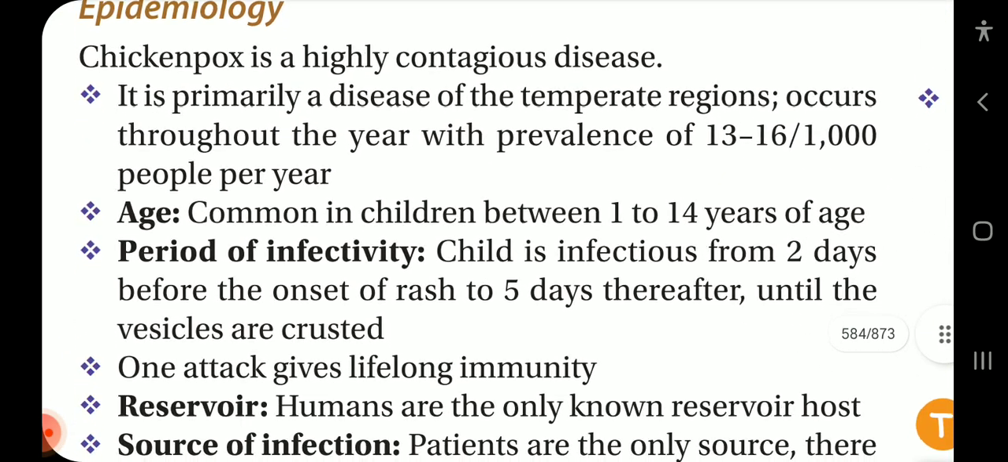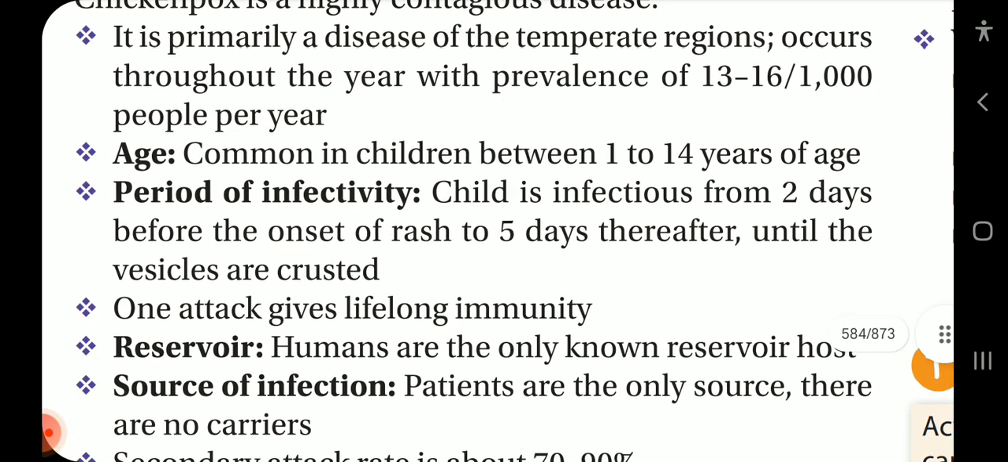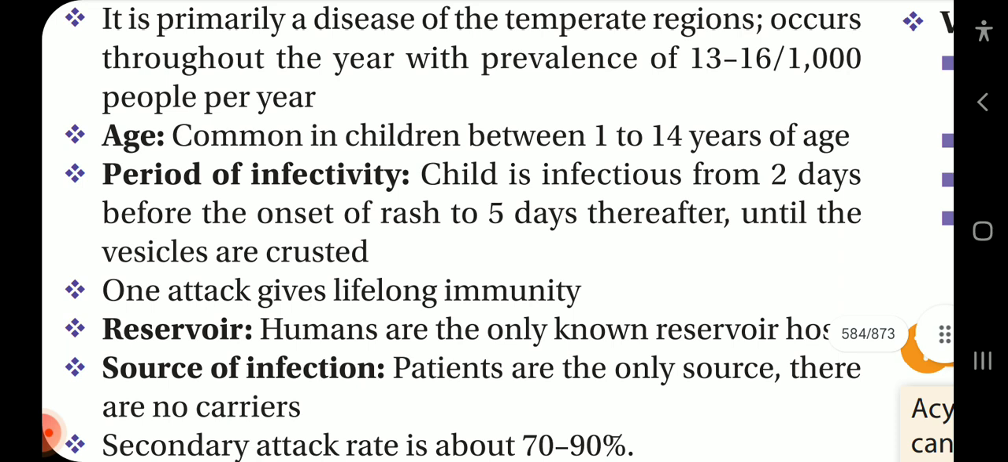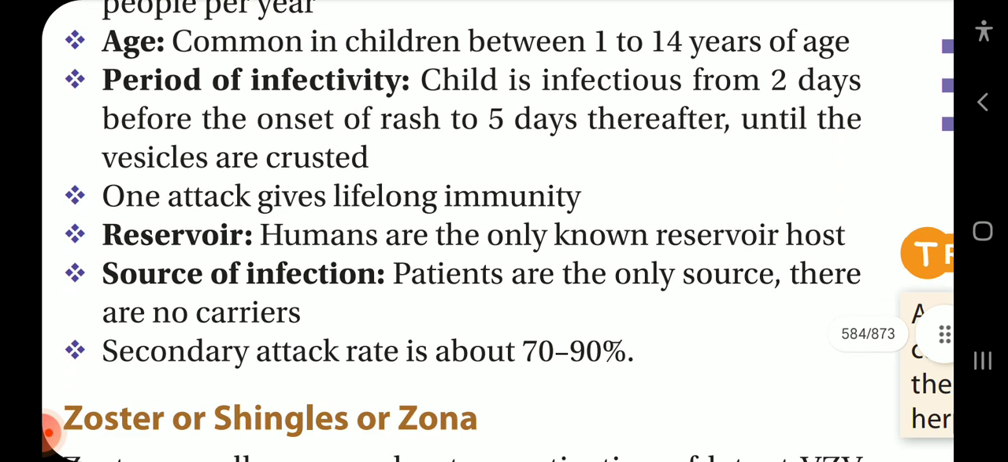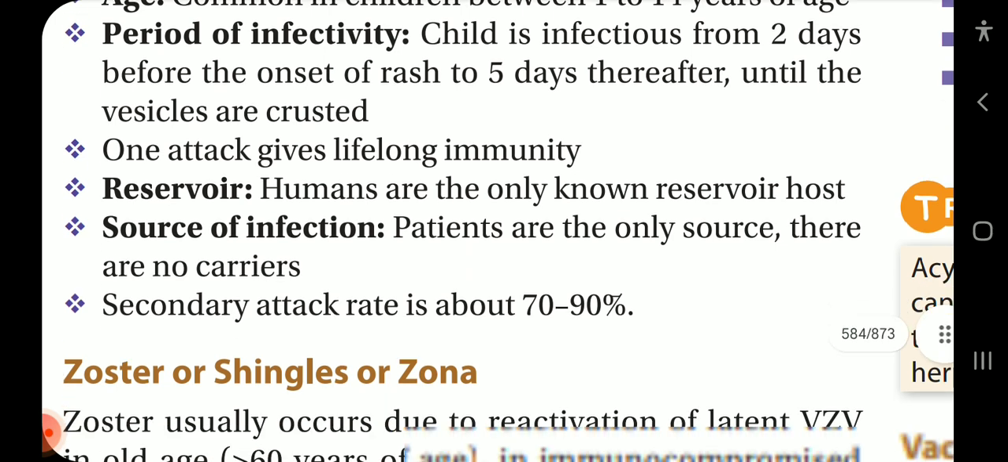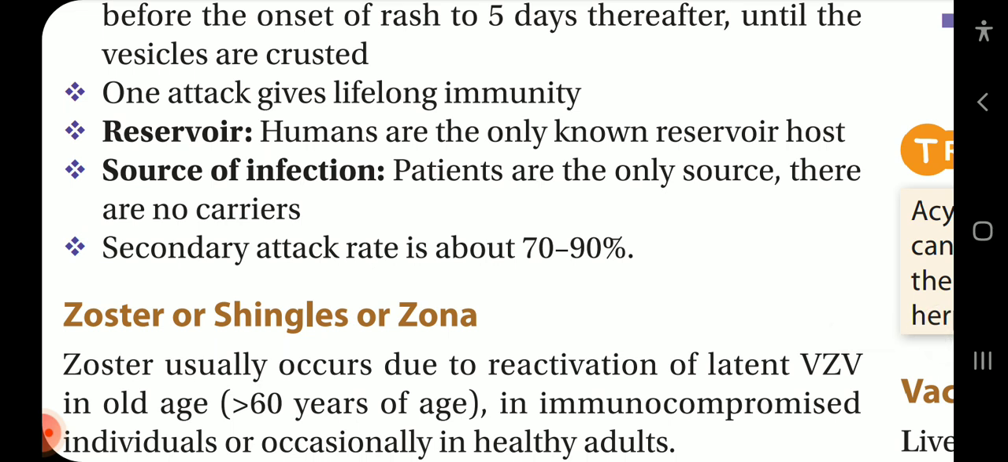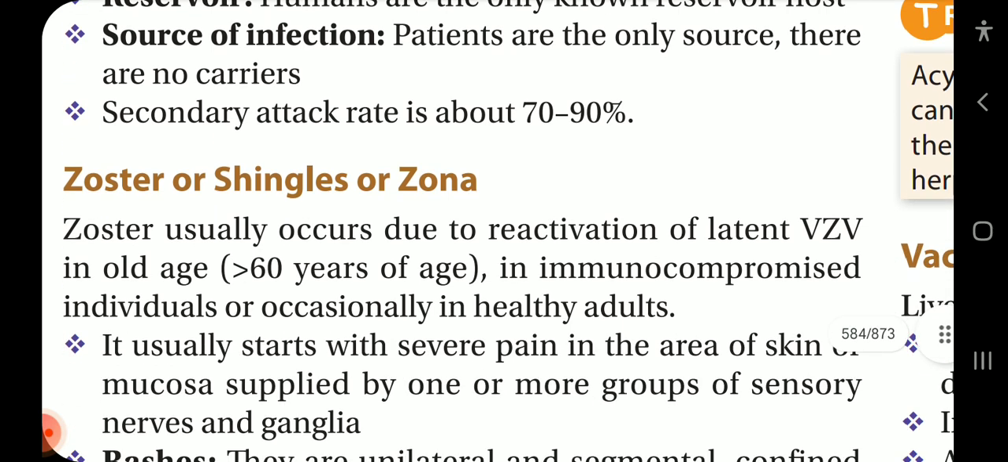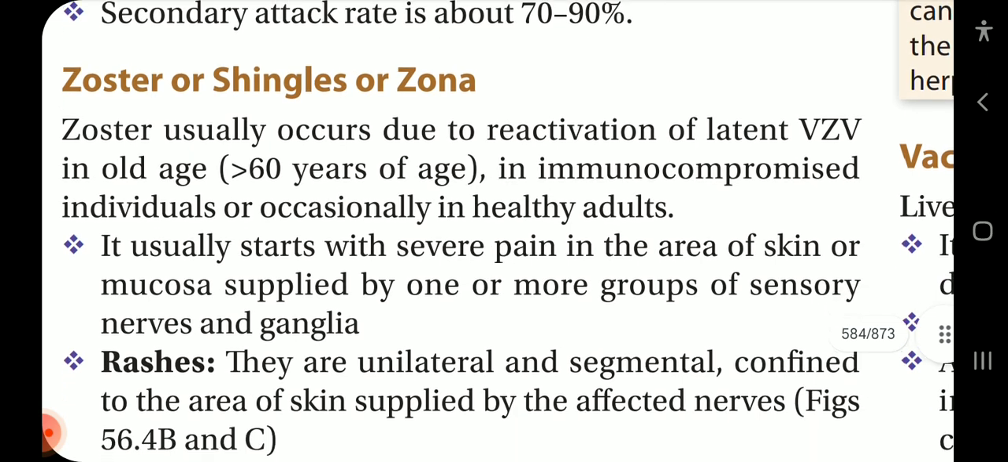Epidemiology. Chickenpox is a highly contagious disease, primarily a disease of temperate regions, occurs throughout the year with a prevalence of 13 to 16 per 1000 people per year. Age: common in children aged between 1 to 14 years. Period of infectivity: child is infectious from 2 days before the onset of rash to 5 days thereafter until the vesicles are crusted. One attack gives lifelong immunity. Reservoir: humans are the only reservoir host. Source of infection: patients are the only source. There are no carriers. Secondary attack rate is about 70 to 90%.